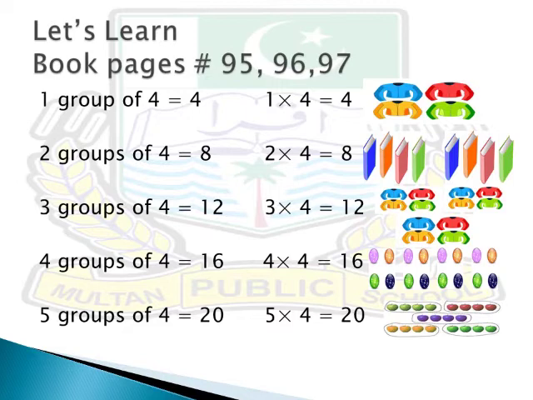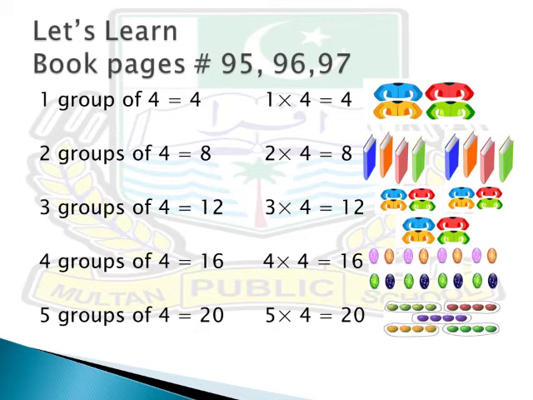4 groups of 4 is equal to 16. Means there are 4 groups in which in one group there are 4 balls, in another group there are 4 balls, in another group there are 4 balls, and in another group there are 4 balls. 4 plus 4 plus 4 plus 4 is equal to 16, but we are taking help from multiplication or timetable. 4 4s are 16.